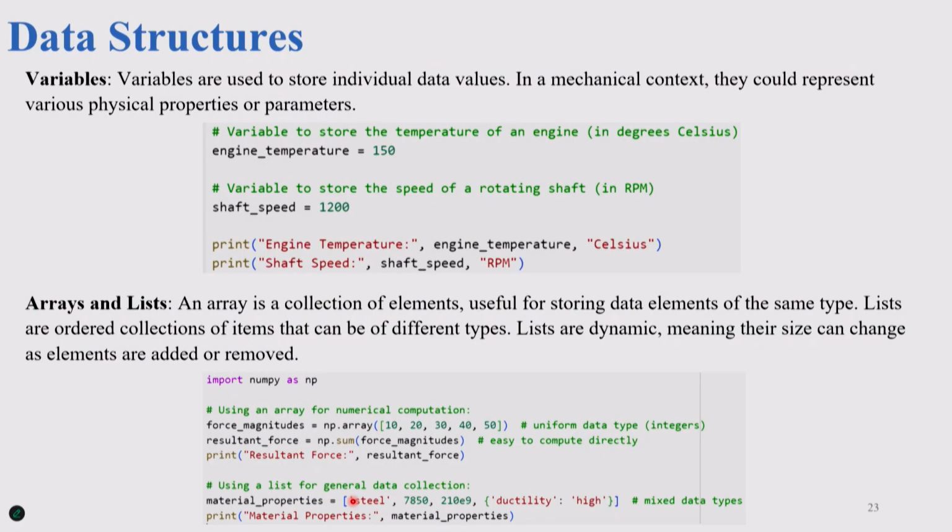So yeah, these are arrays and lists, and we can also have arrays which have the same data types, and lists where we have different data types. So for example, steel is a string, this is an integer, this is a dictionary, a Python dictionary, and you can have mixed data types in a list. Okay, so you can also store that.